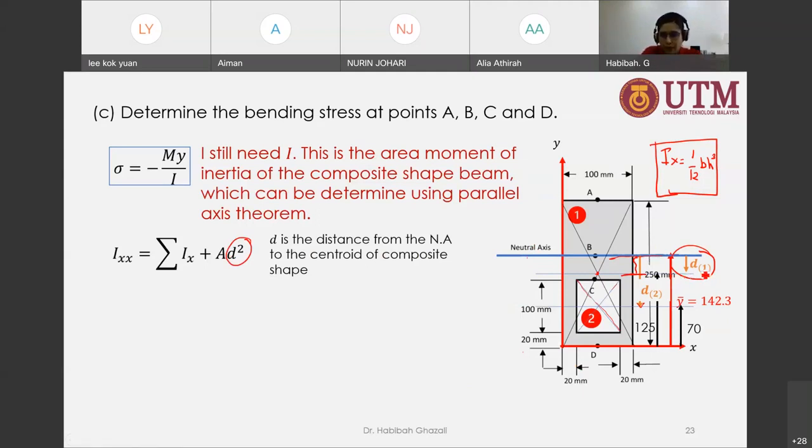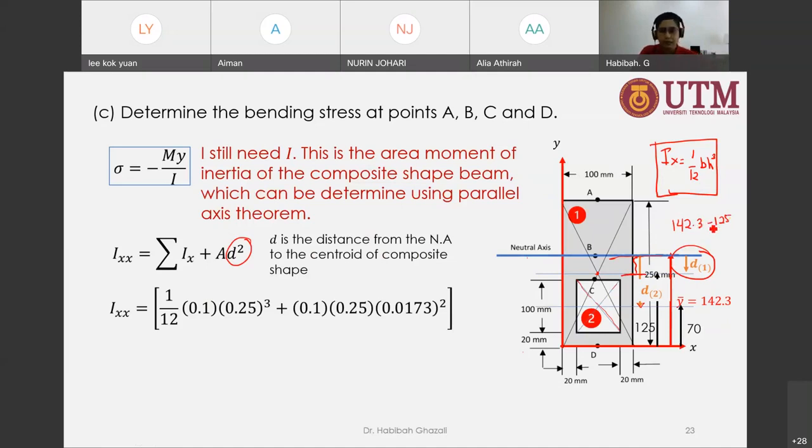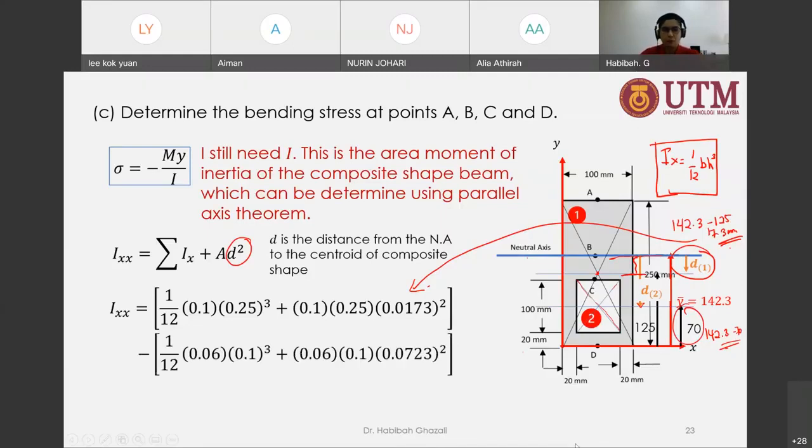So for D1, we will get 0.0173. That is 142.3 minus 125. You will get 17.3 millimeters, and I convert it to meters, this is what I get. And for D2 it is 142.3 minus 70, and you will get 72.3. Okay, so we are summing all of them.